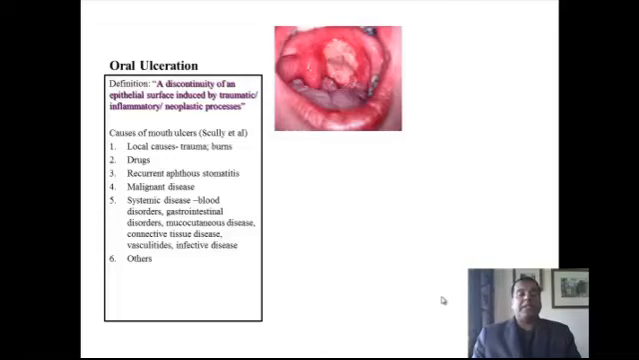But prior to doing that, let's define what ulceration is. Ulceration is a discontinuity of an epithelial surface induced by either traumatic, inflammatory, or neoplastic processes. And some of the causes as listed could be local causes such as trauma or burns, medications, recurrent aphthous stomatitis, malignant disease, systemic disease such as blood disorders or gastrointestinal disorders, mucocutaneous disorders, connective tissue disease, vascular disease, and infective disease, and others.